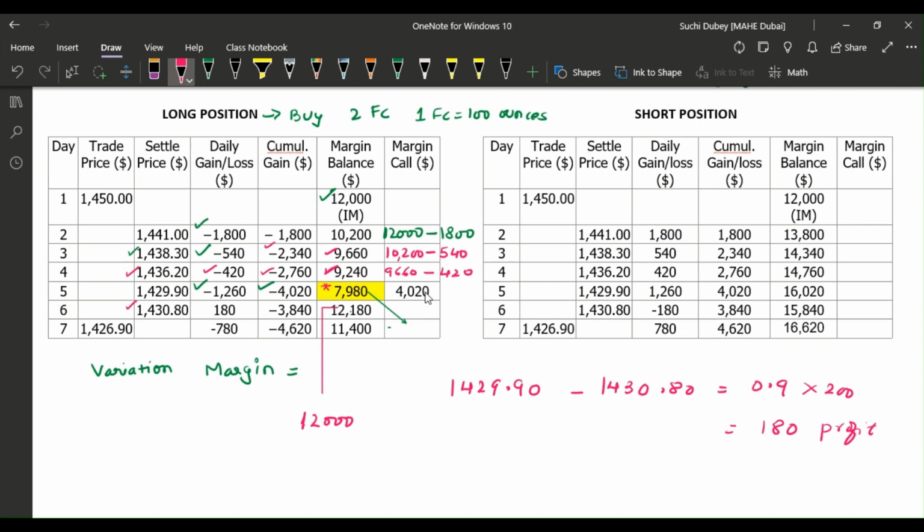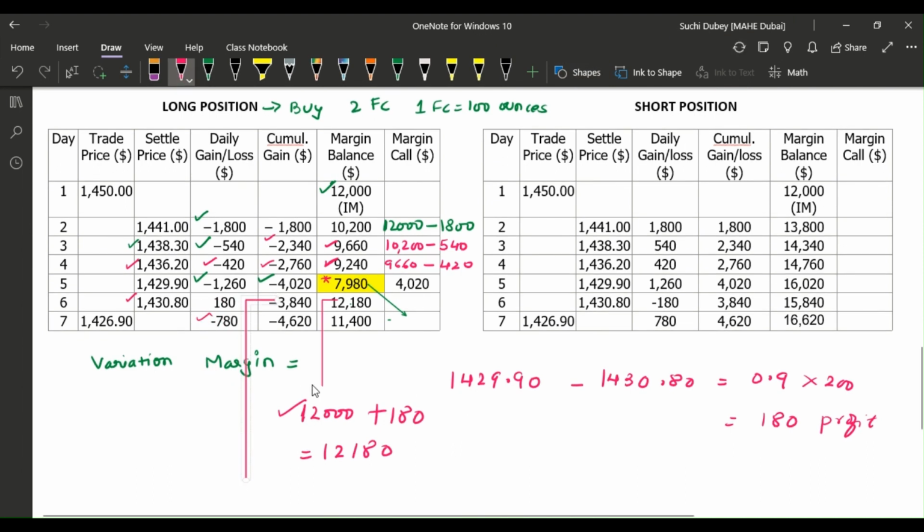So I already deposited 4020, my account balance became this, plus by the end of the sixth day I got the gain. That is the reason my account balance is reflecting 12,180. Again, to my bad luck, on the seventh day, at the end of the seven days, the settlement price was again 1426. Here you can see that again I had a loss. So again, this is all cumulative loss, though here at least something has improved. Now you may ask how we got this value of 3840. I'll show you how we got this value.